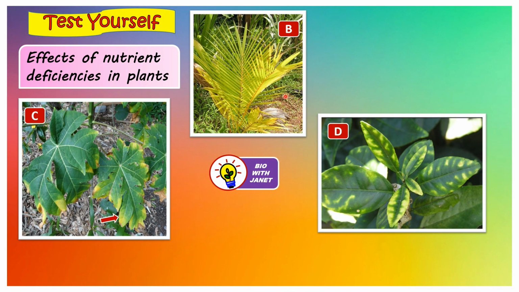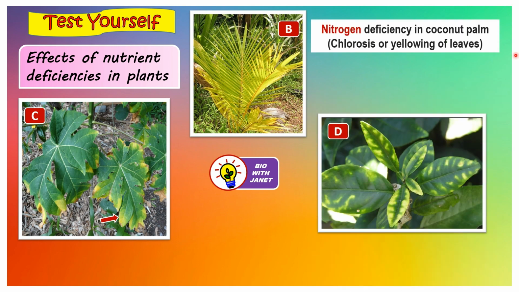Let's look at the second symptom or effect of deficiency. In this photo B, what is the macronutrient that is lacking in this coconut palm? Right, now you can see that the leaves are yellowish in color, and this is a symptom of chlorosis. That means there's a lack of the green pigment chlorophyll in the plant that's responsible for carrying out photosynthesis. So this plant is lacking in the macronutrient nitrogen, right?